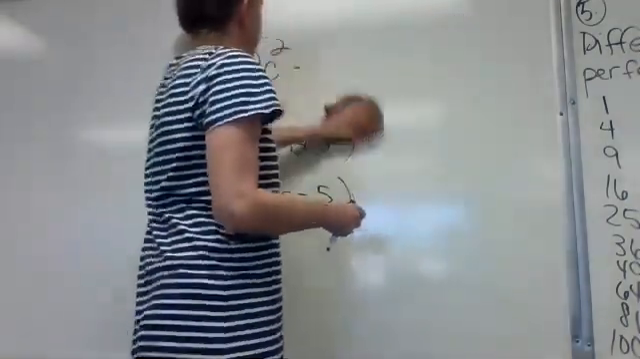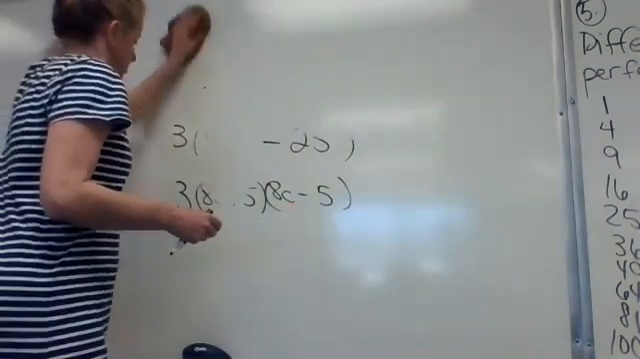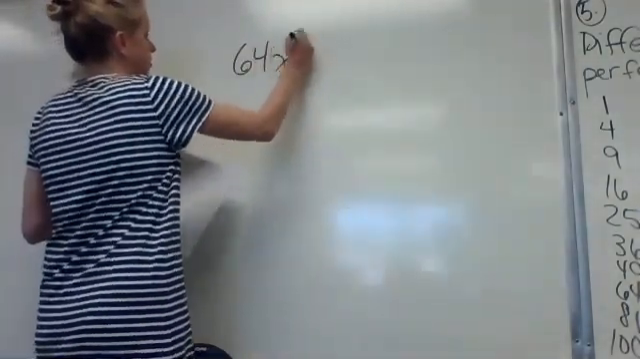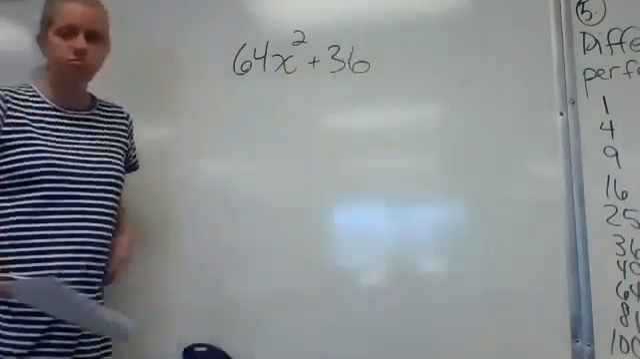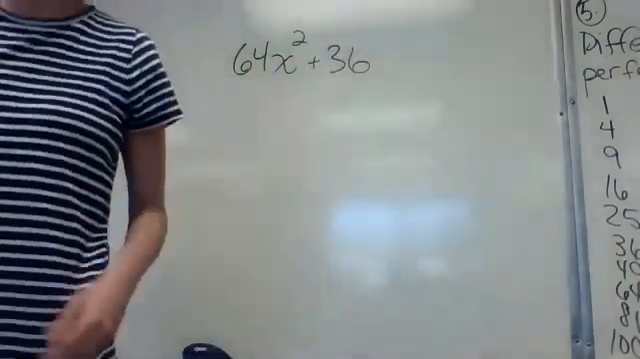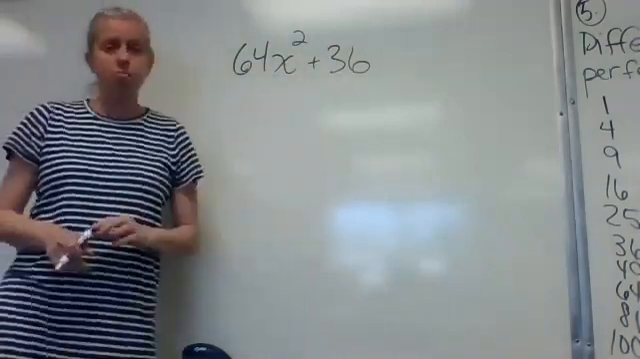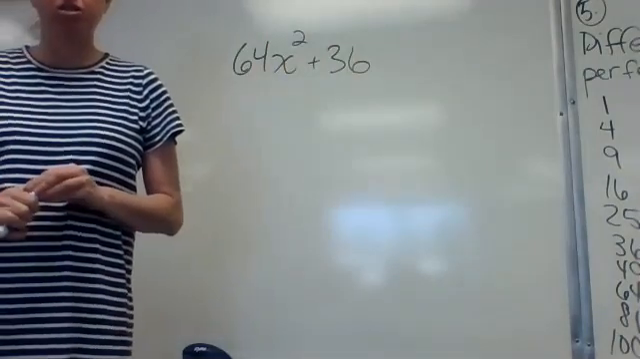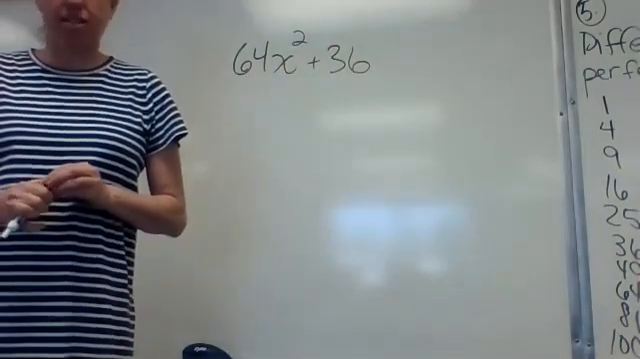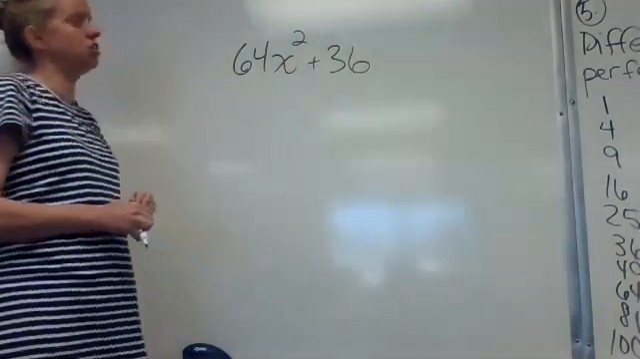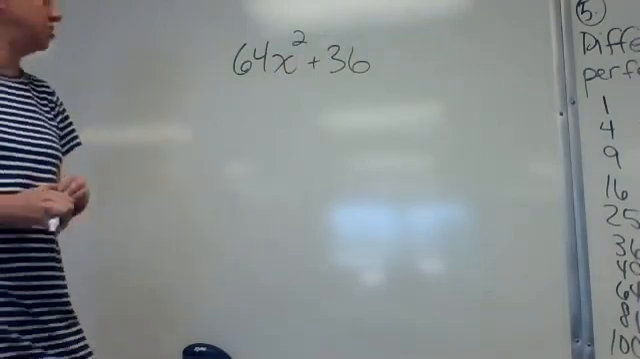Right, number 6. First thing I notice is that there's a plus in the middle, so it's not a difference of squares. That doesn't mean that you can't factor it. If you can pull out a greatest common factor, you can factor this, right? There is a number that will go into both of these.